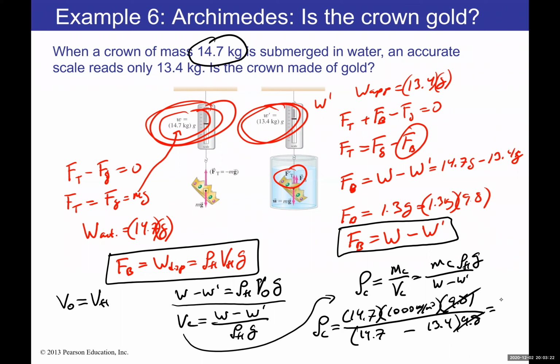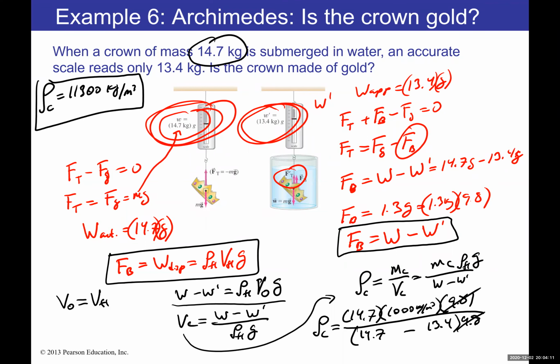Well, let me see. So 11.3, or you can say, okay, I don't have room over here, so let me write it over here. The density of the crown is 11,300 kilograms per cubic meter. This is definitely not the same as gold, because gold has a density of roughly 19,000 kilograms per cubic meter. That means this is definitely not made of gold. So that's another way of finding the density of the crown.